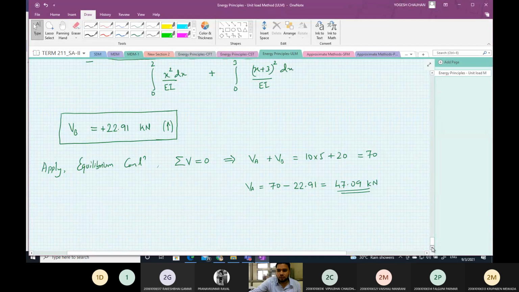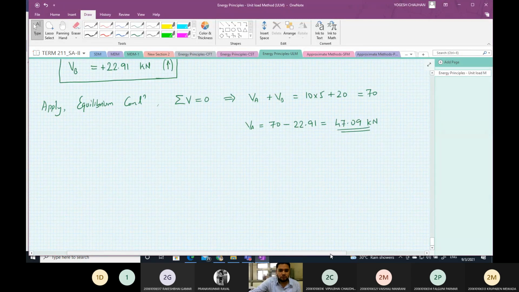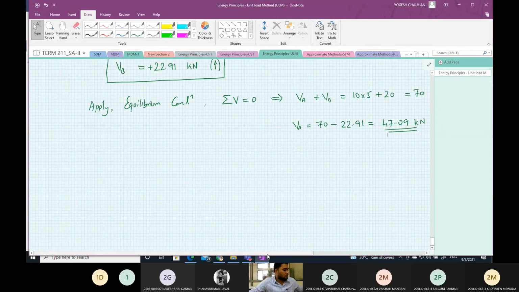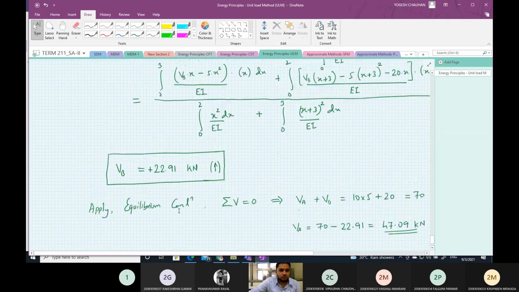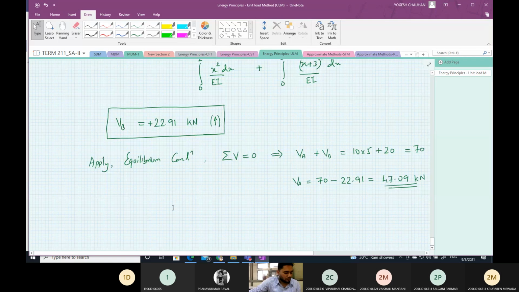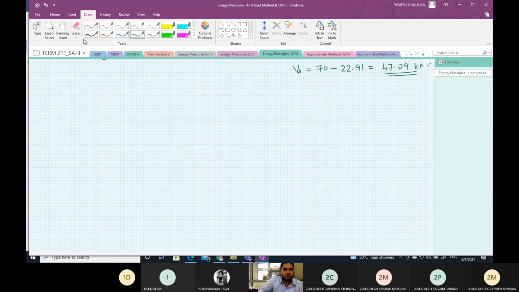Okay, so this is how you can solve indeterminate structures using Castigliano's second theorem, using unit load method. Now we will take an example, the same example we solved using Castigliano's second theorem. So I will leave a task for you to solve this example.